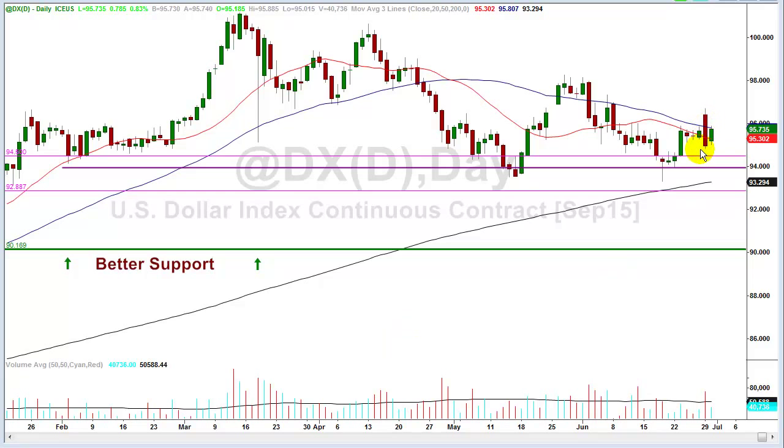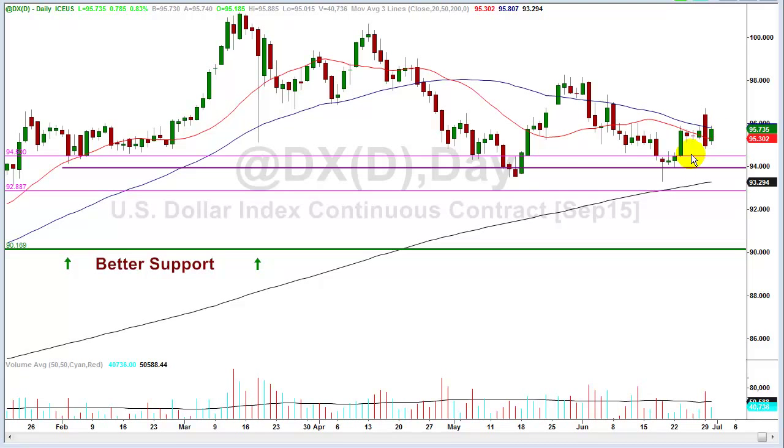We put in that big reversal day yesterday, and what did it do? It put in somewhat of a pause day. It certainly wasn't a reversal day, but it's certainly a bounce day, a retracement day. It retraced half the move. That's normal behavior. Okay, we need to see more.